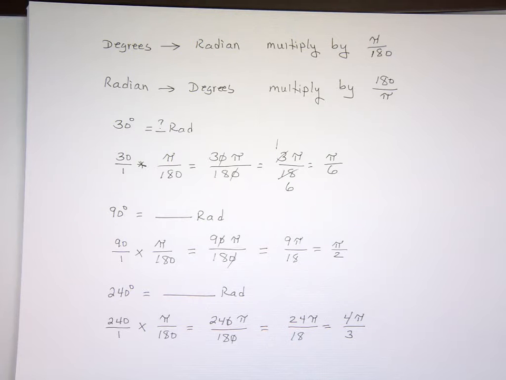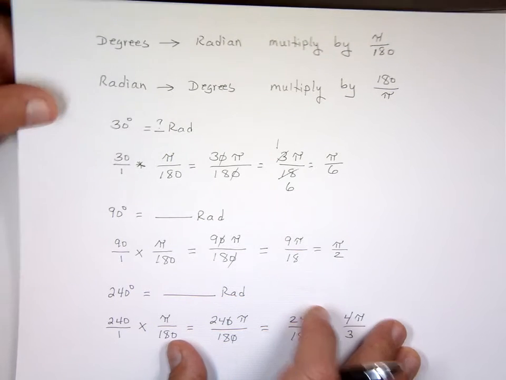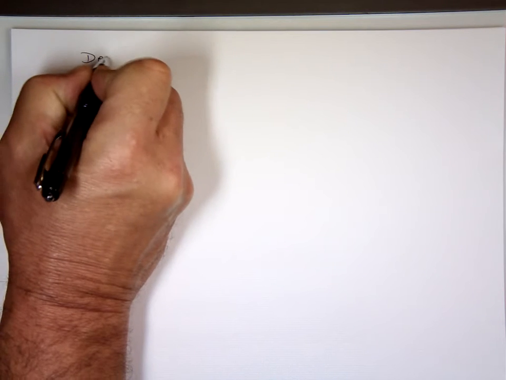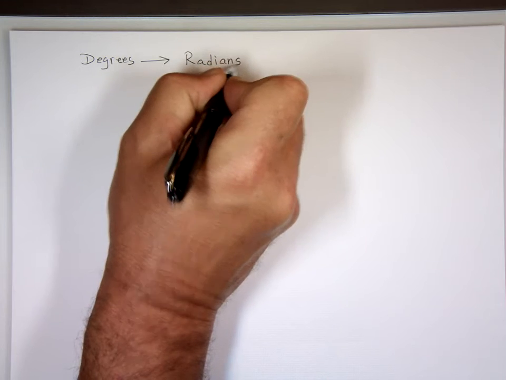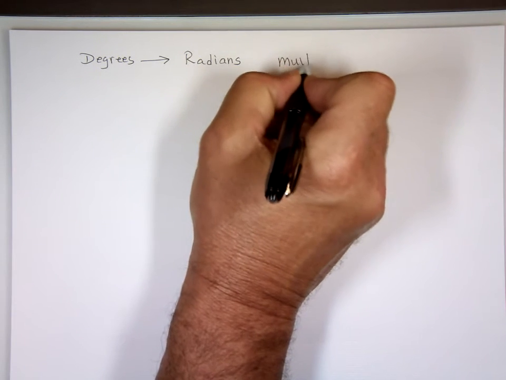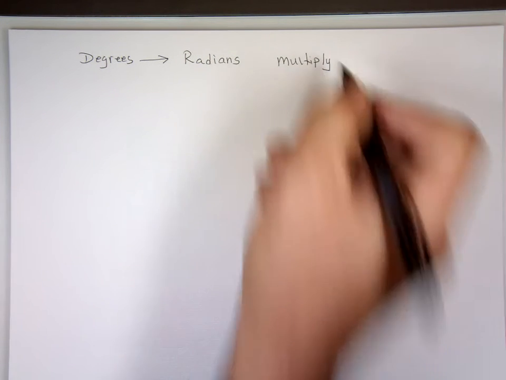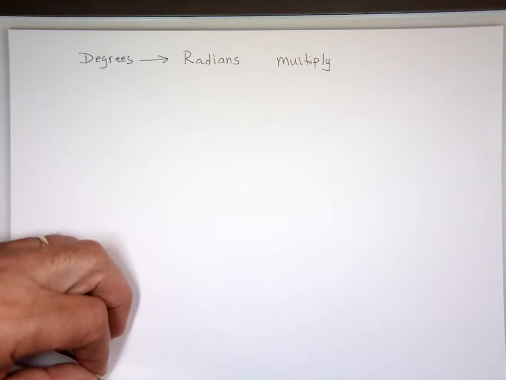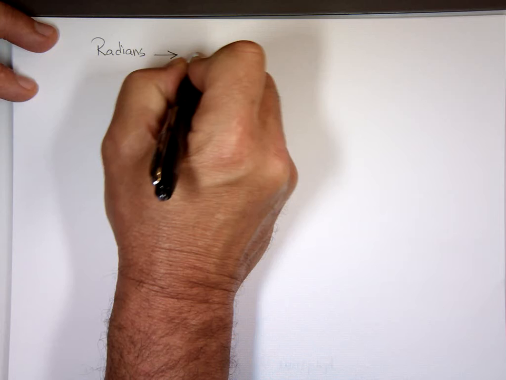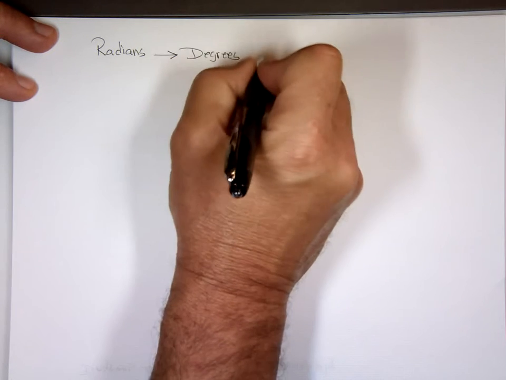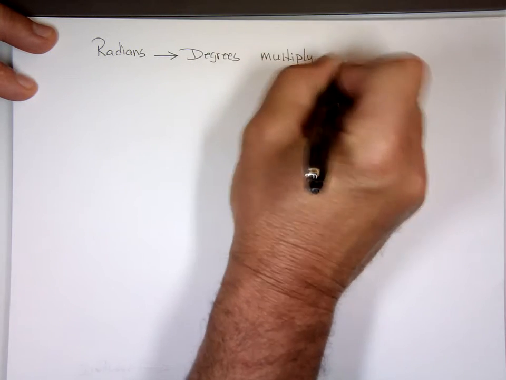Let's convert backward. I just did degrees to radian, right? I want to do radian to degrees, my mistake. Radians to degrees. We just did degrees to radians. To degrees, you're going to multiply by 180 over pi.